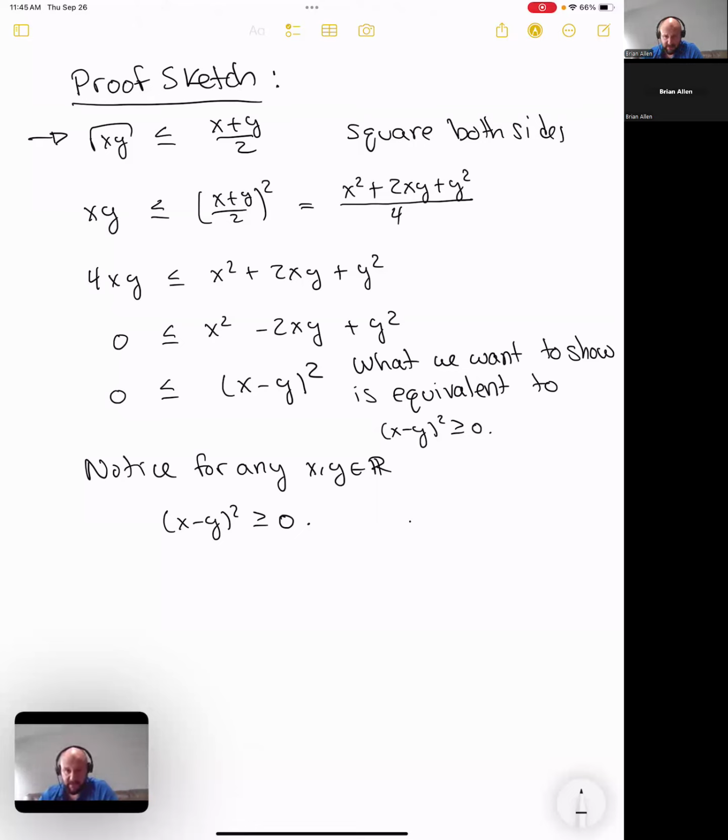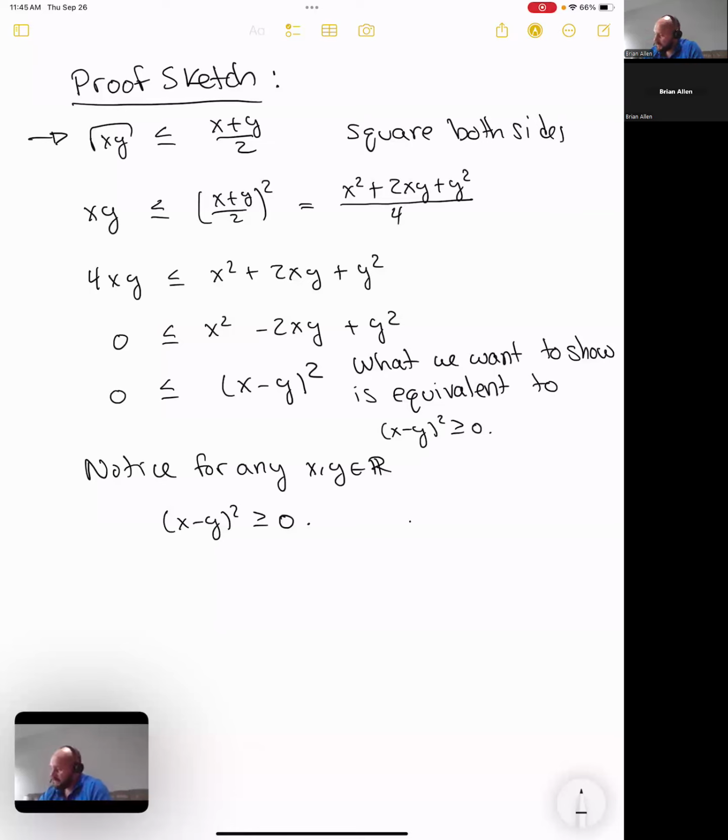That's just how real numbers work when you square them. So when I actually go to write the proof, I'm going to write this in the opposite order. I'm going to start with this claim that I can make without justification because anything squared is non-negative. And I'm going to show the reader that that claim implies what I want, right? So I'm going to go backwards through this logic.